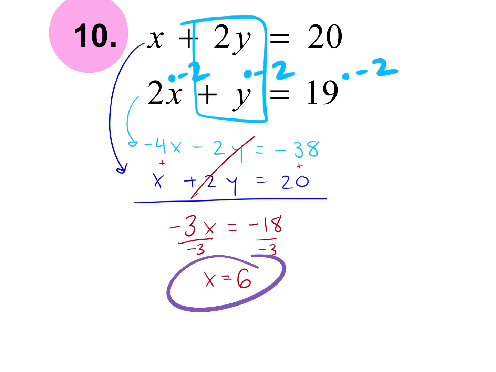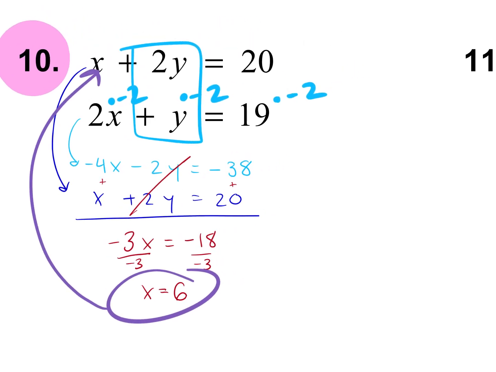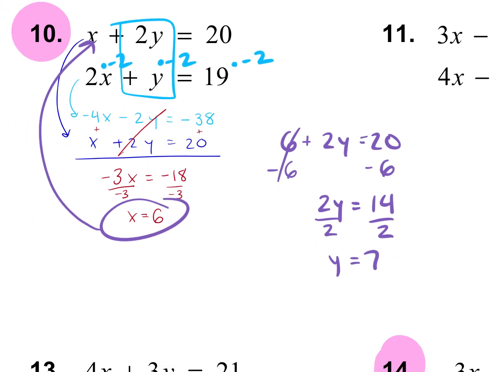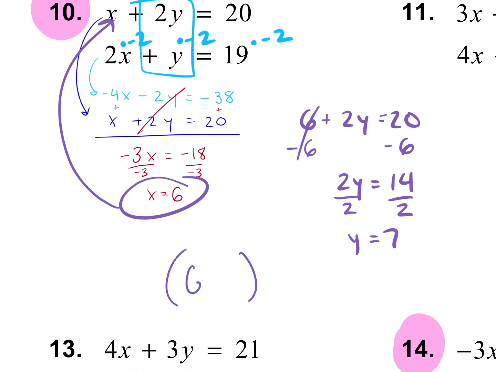How do I find y? Plug it in. We can plug it into the top one. So I have 6 plus 2y is equal to 20. How would I solve for y? What do I need to do next? Subtract 6. So 2y is equal to 14. And then divide by 2. So what does y equal? 7. How would I write my answer? 6, 7.